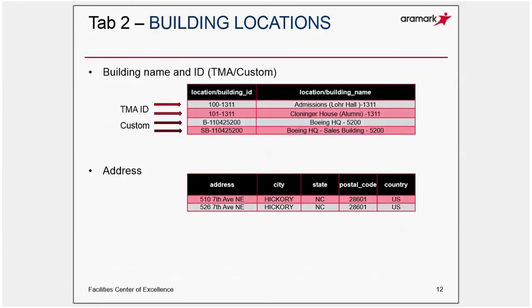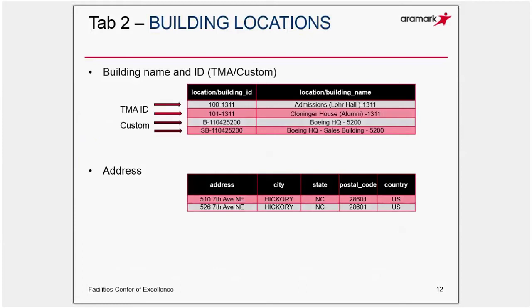Tab 2, the building locations. Tab 2 of the worksheet, you will now fill out the building information that is at your site. Please only include buildings where Aramark provides contracted services that need quality inspections. For those accounts without TMA, start with location building ID, column A.